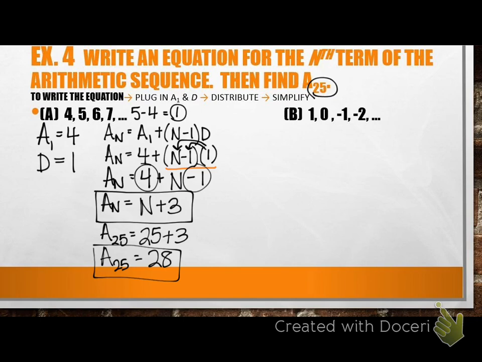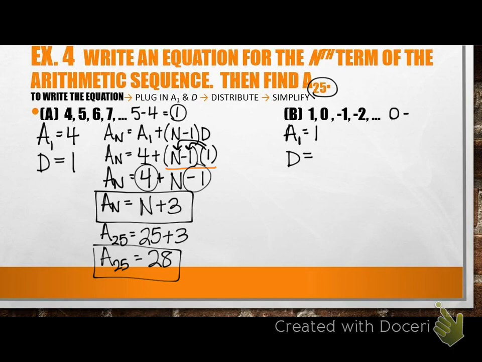Now, I want you to work letter B with your partner. All right? Follow the steps and work with your partner. All right, to write the equation for letter B, we got to start by identifying a sub 1. So what is the first term in this problem? 1. Awesome. All right, we're then supposed to find the common difference. So Layla, how did you guys find the common difference?